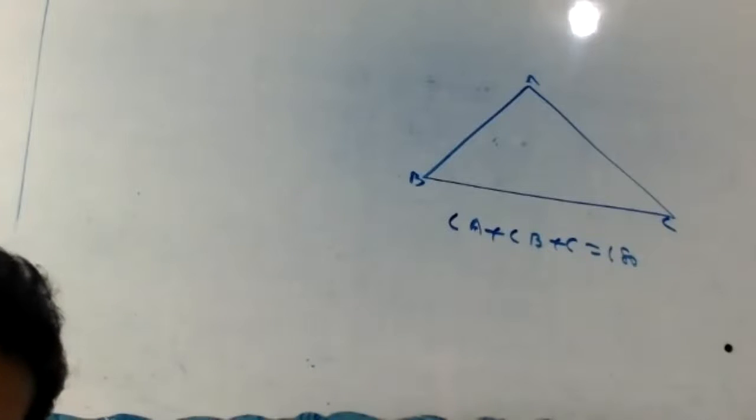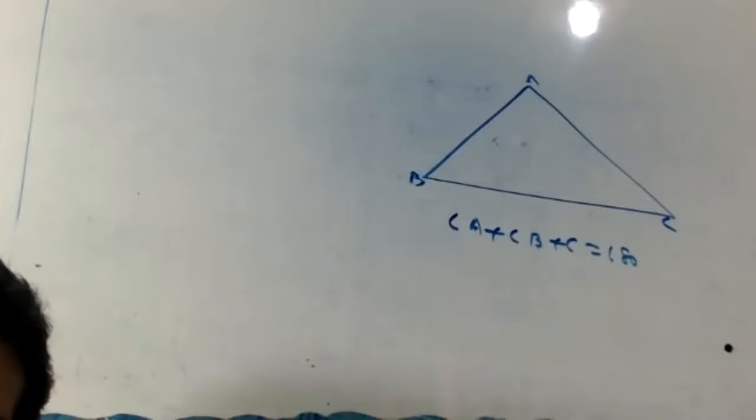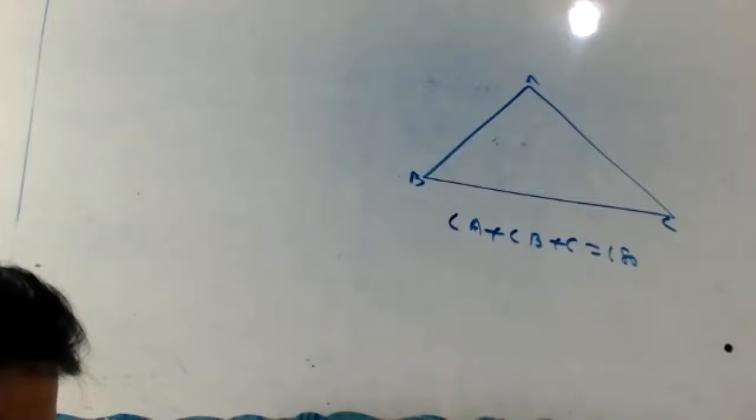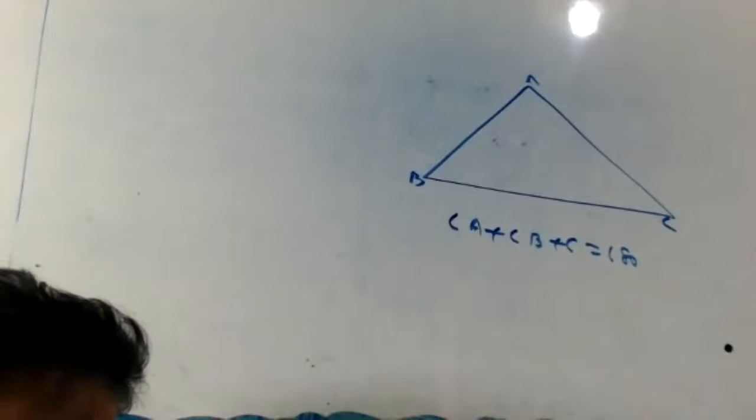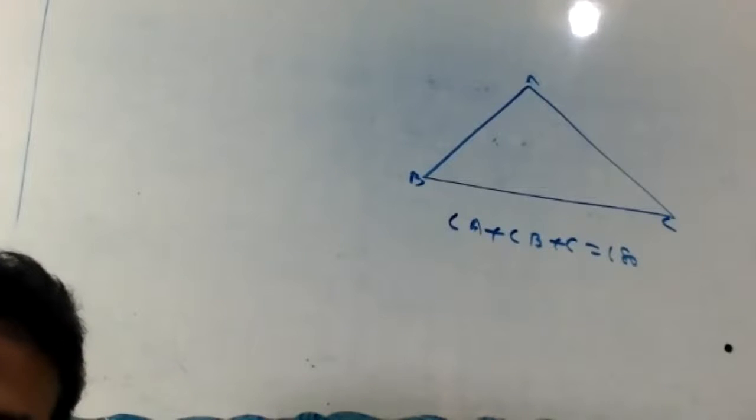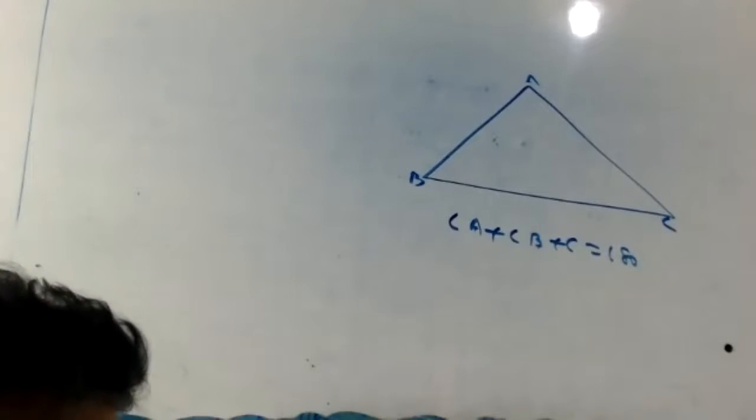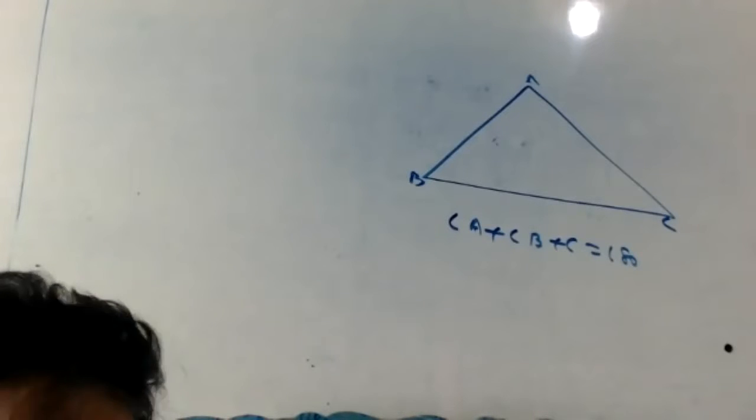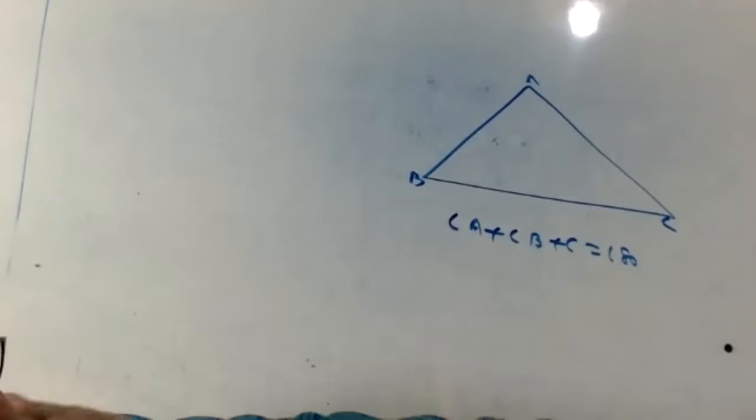Okay. Theorem. Just write the theorem. The sum of three angles of a triangle is 180 degrees. Then draw the figure. That's only.